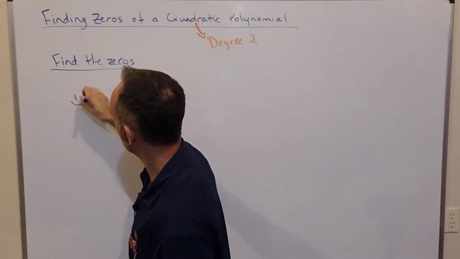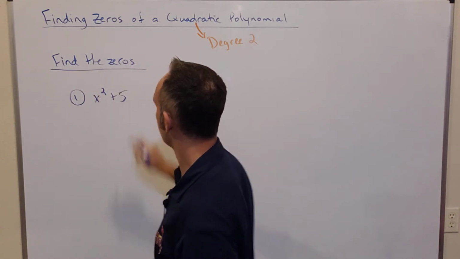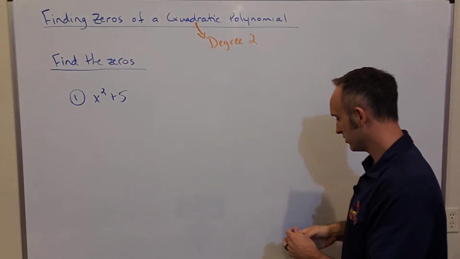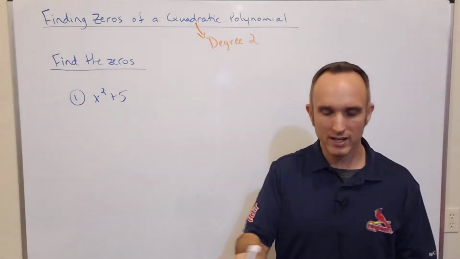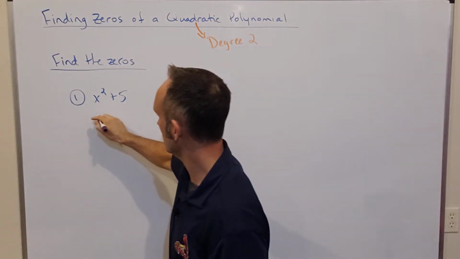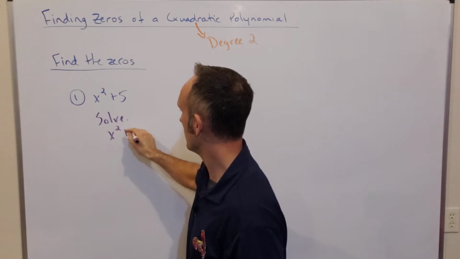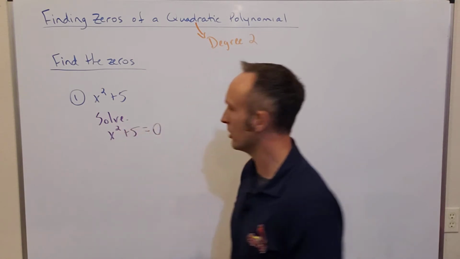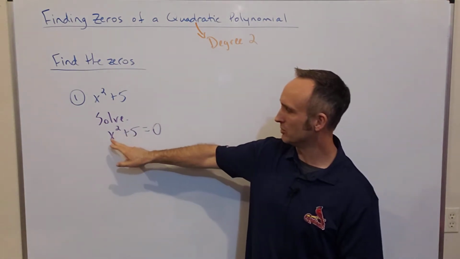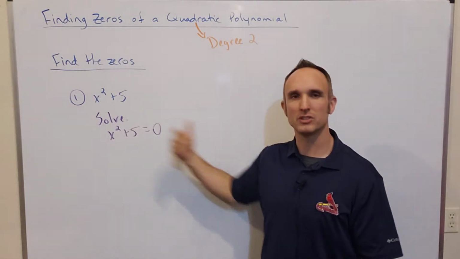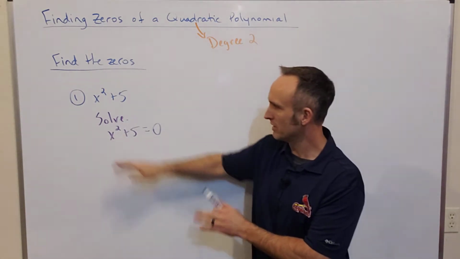Example 1, let's look at the quadratic polynomial x squared plus 5. And when we want to find the zeros of a polynomial, what we're trying to do is solve the equation where that polynomial equals 0. And so if this were linear, like I said, it'd be so easy. Like if this was x plus 5 equals 0, you would just subtract 5 and be done. Now quadratic's not much worse, especially in this case.